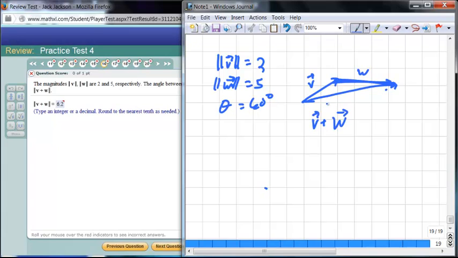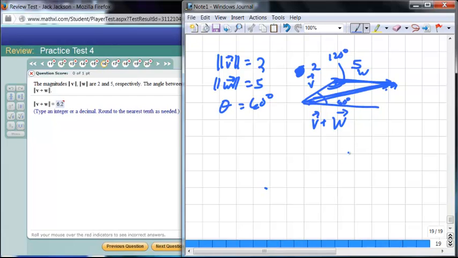So V plus W is across here. This guy is 2, and then 5. Okay. And the angle between them, when we put them down here, that angle is 60 degrees. That means this angle up here is 180 minus that, so it's 120 degrees.